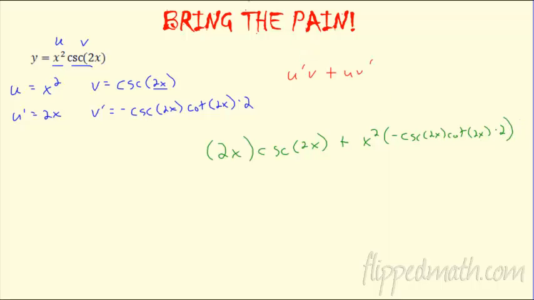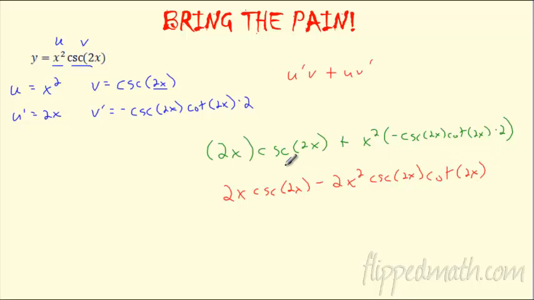Can I clean this up a little bit? Yeah, I'm not going to go crazy cleaning this up. The first part is just 2x times cosecant 2x. Nothing we can really do with that. Here I've got this negative, so I'm going to make this a subtraction. I'm going to bring this 2 up front, so I've got minus 2x squared. And again, you can't really do much with that. That's just it. So it looks kind of crazy.